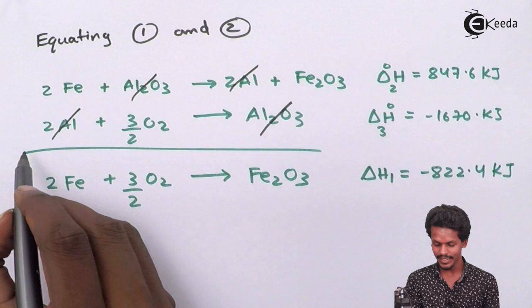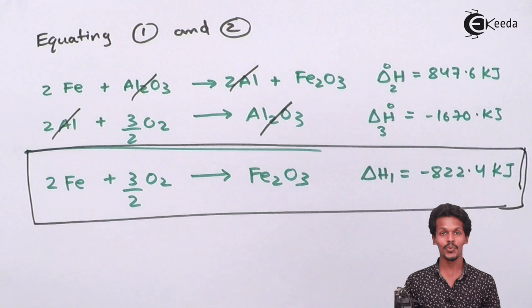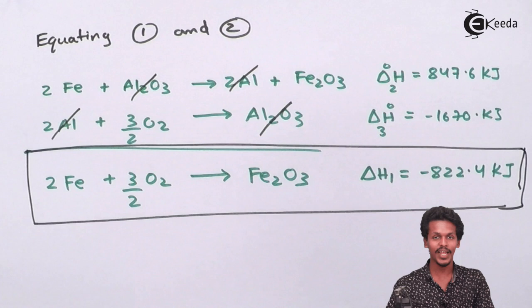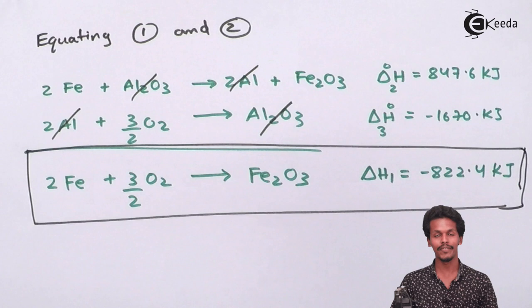So this is how we could calculate the enthalpy of a particular reaction which is not known to us or which cannot be calculated experimentally, but with the help of Hess law it is very easy to calculate. So this is how we have calculated the change in enthalpy when iron is reacted with oxygen, or the combustion of iron takes place so as to form Fe2O3.